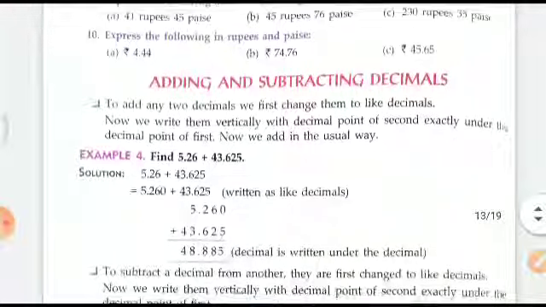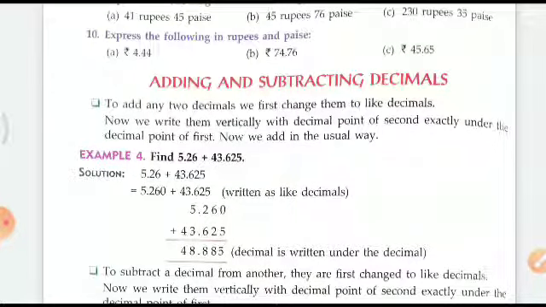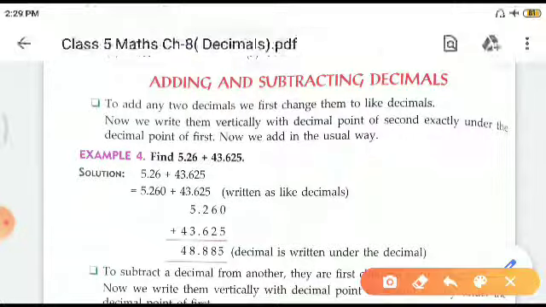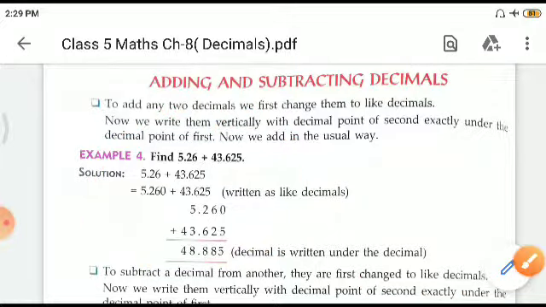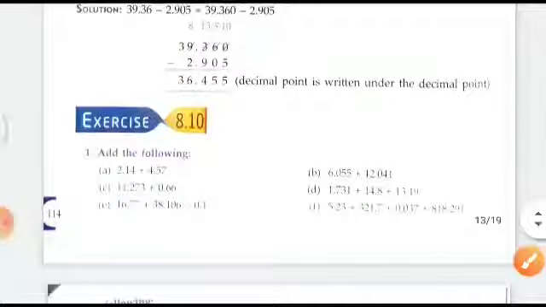Now adding and subtracting decimals, it is just like normal addition and subtraction, provided we know how to write it. The main thing is writing it. See how it is written here: 5.26 plus 43.625. See how they have written it. They have added a 0 to make the two like decimals, and then they have written below and then added it. See here, add the following.